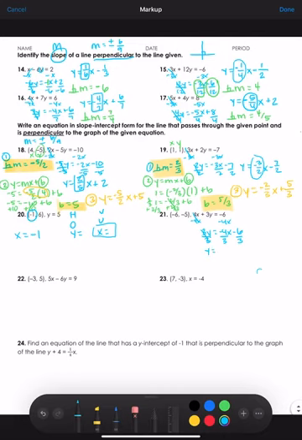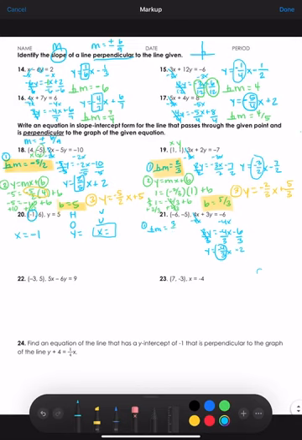Negative 4 divided by 3 is just negative 4 over 3x. Negative 6 divided by 3 is negative 2. The slope of this line is negative 4 over 3. So the slope of my perpendicular line is going to have the opposite sign, so it'll be positive. And I'm going to flip the fraction. So it will be, sorry, this is really blurry, 3 over 4.